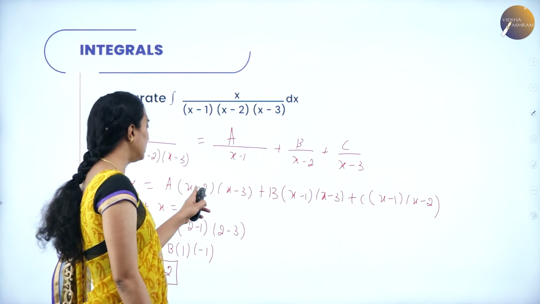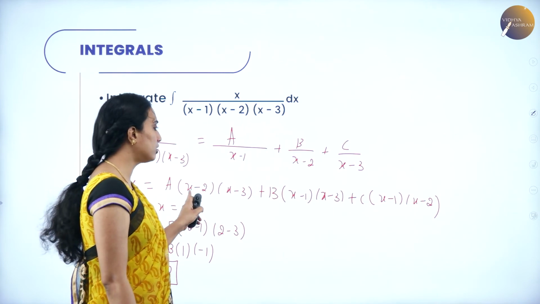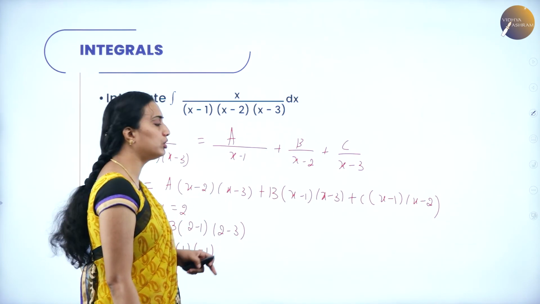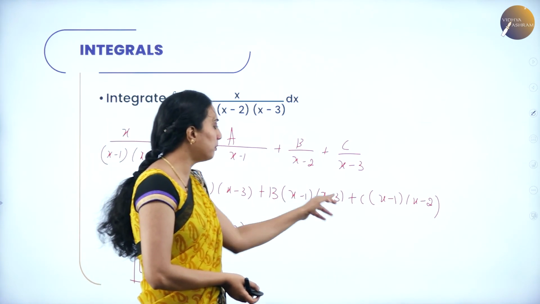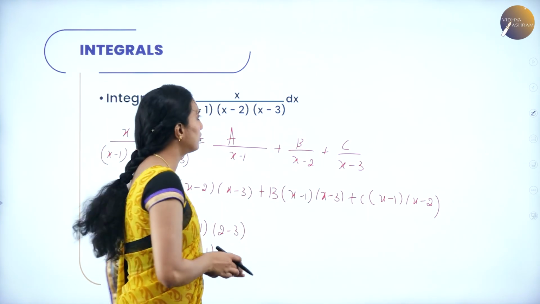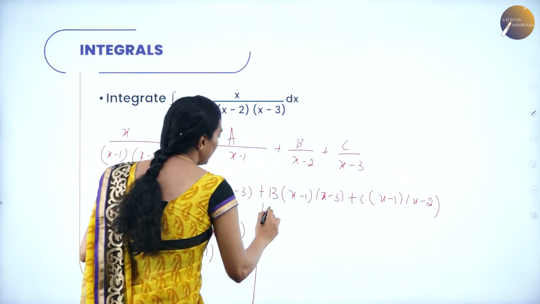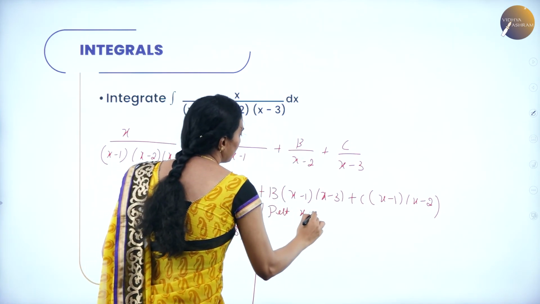Now going back to the step, put x equal to 3. If you put x equal to 3, 3 minus 3, a will get cancelled. 3 minus 3, b will get cancelled. c is remaining.